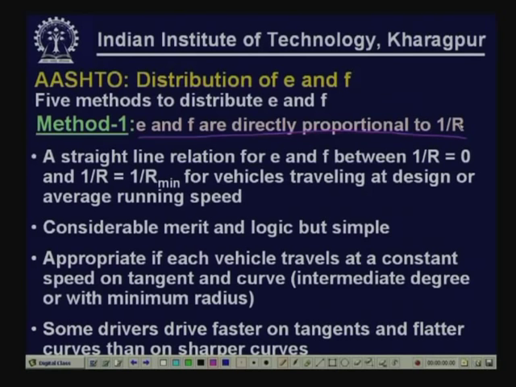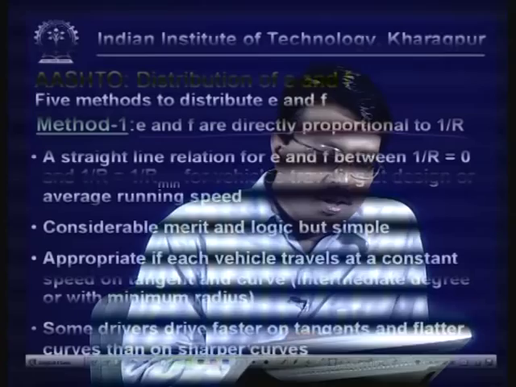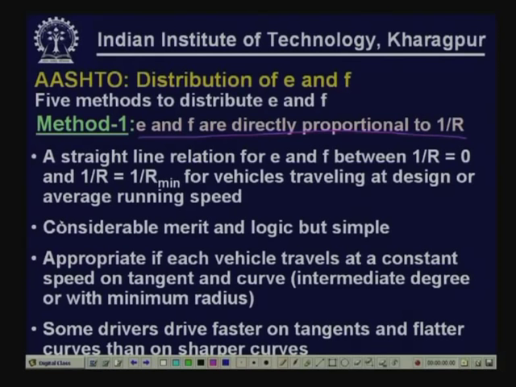That means it indicates basically a straight line relationship both for E, super elevation, as well as F, side friction factor, between 1 by R equal to 0, which is the tangent point, and 1 by R equal to 1 by R minimum. R minimum is the radius of the circular curve. So, what is suggested as per this approach? A straight line relation for E and F between 1 by R equal to 0 and 1 by R equal to 1 by R minimum.